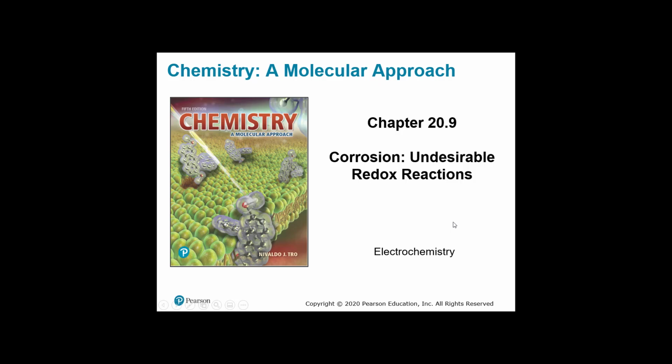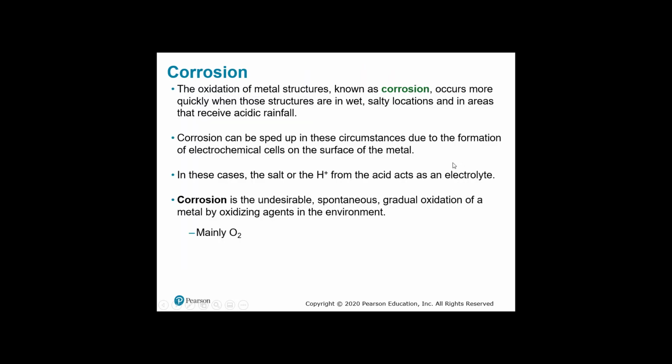Hi class, we are now going to be looking at the last section of chapter 20, and this has to do with corrosion. Corrosion is the oxidation of metal structures. We know corrosion more as rusting. We're familiar with it in that term. It occurs more in wet, salty locations and areas that receive a lot of acidic rainfall. Areas that have wet conditions and then use salt on the streets create perfect conditions for oxidation of metals.